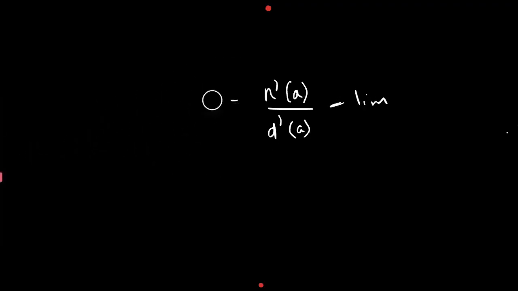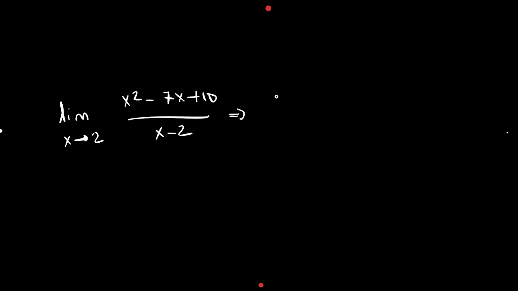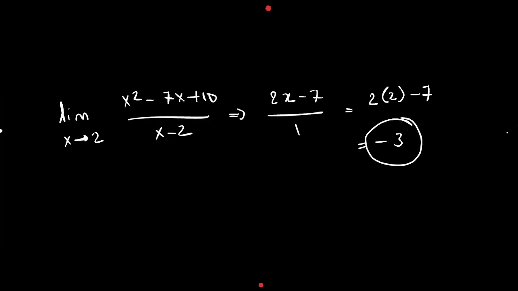So in our original example, we were trying to find the limit as x approaches 2 of our function x squared minus 7x plus 10 over x minus 2. This gave us an indeterminate form with direct substitution. So using L'Hopital's rule, we take the derivative of the numerator, which is 2x minus 7, and the derivative of the denominator is just 1. Now we can try direct substitution, which gives us 2 times 2 minus 7, or an answer of negative 3. And this here is our limit.